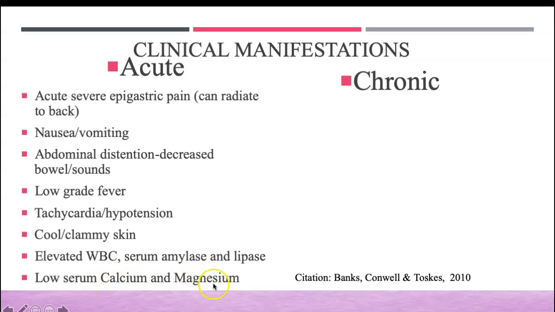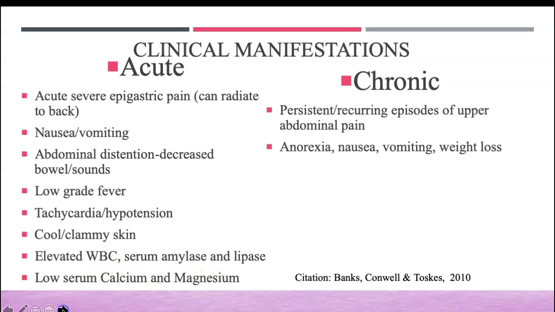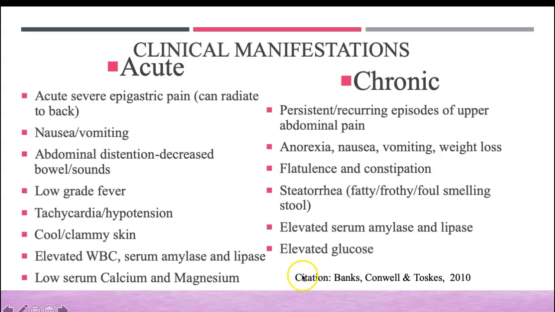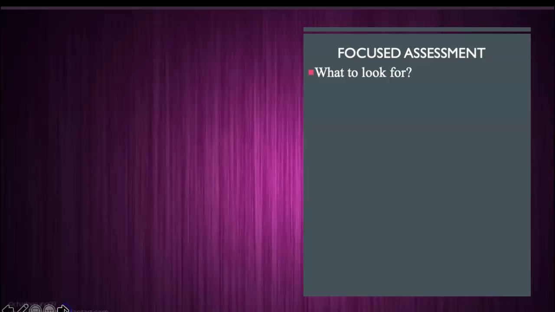Hypocalcemia, hypomagnesemia also is seen. Persistent recurring episodes of pancreatitis will lead to weight loss, anorexia, constipation, and then fat in the stools because the fat is not getting digested, and then elevated glucose in addition to the elevated amylase and lipase, because there's not enough insulin to lower the glucose.